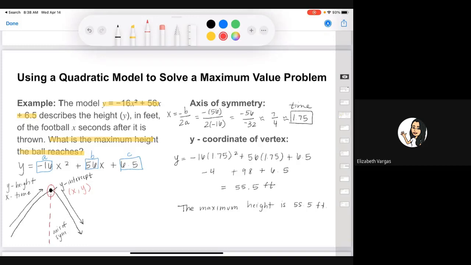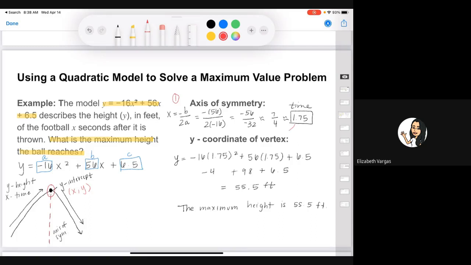But in order to find my y, my maximum height, what I need to identify first is that number of time. What is my x? What is my x in my axis of symmetry? And so that's why we use this equation right here. This allows us to find out that at 1.75 seconds, I reach my maximum height.